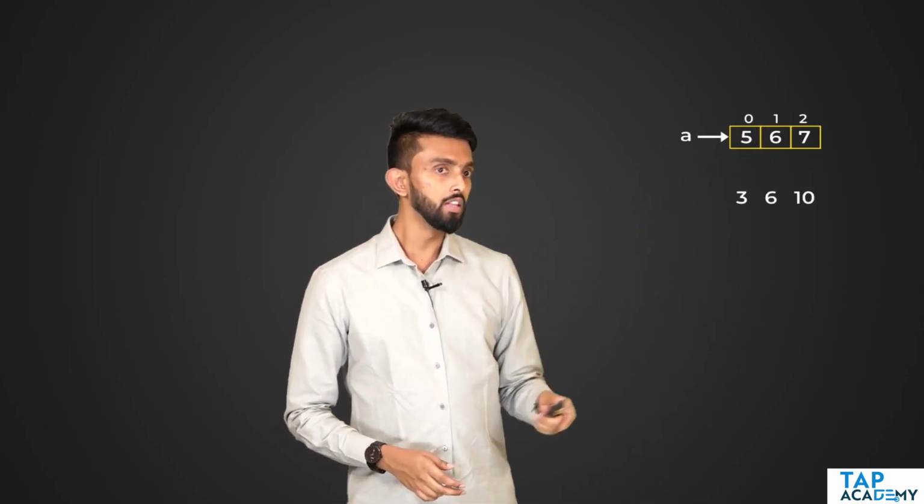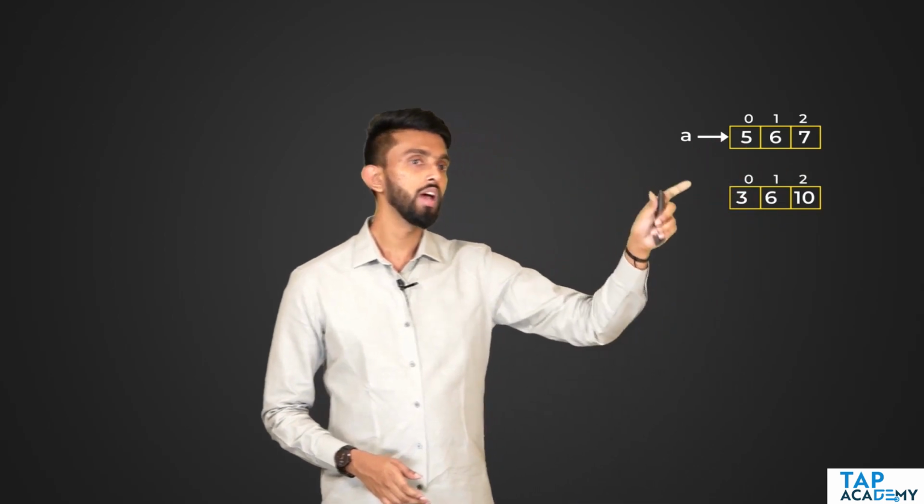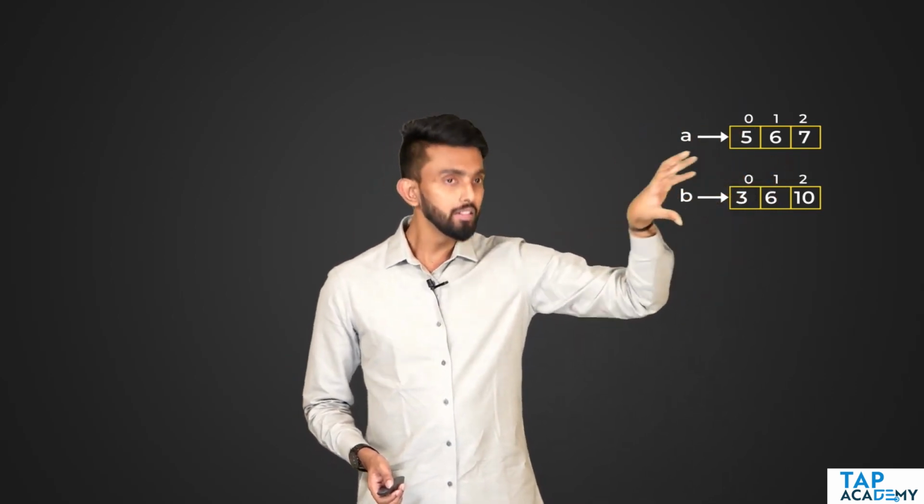So, watch and understand. This is the question, friends. 5, 6, 7. This is 0, 1, 2. Let us call this A, Alice's list. This is 3, 6, 10. This is the points got by Bob. This is Bob's list, 0th position, 1st position, 2nd position, and this is B. This is Alice's triplet, 3 values. This is Bob's triplet, 3 values.